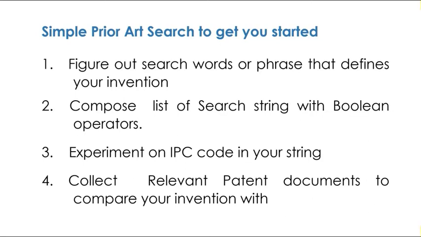So first, figure out search words that define your invention. Second, compose a list of search string or search strings with Boolean operators, which I'm going to introduce later on. Third, experiment on IPC or International Patent Classification Code in the strings. And fourth, collect relevant patent documents to compare your invention with.